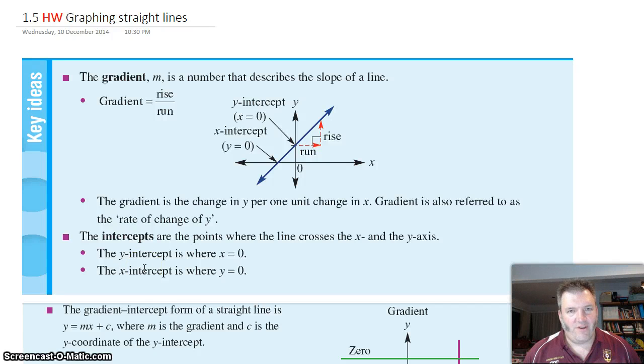G'day guys, a pretty quick video here for chapter or exercise 1.5, graphing straight lines. This is really the introductory stuff. We get into a little bit more detail in the next one, but let's jump straight in.